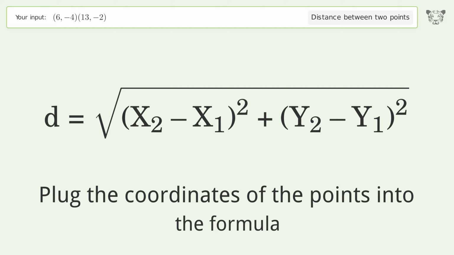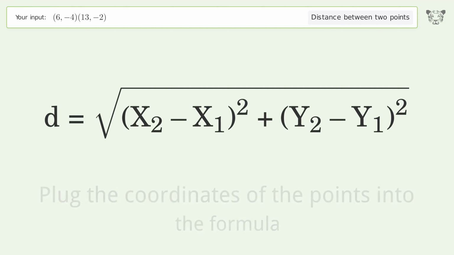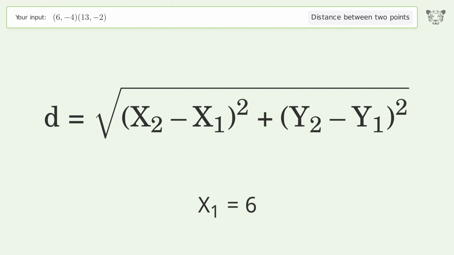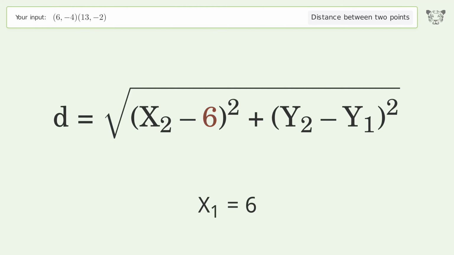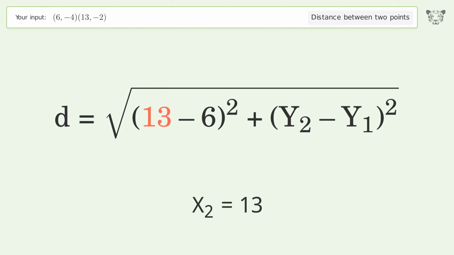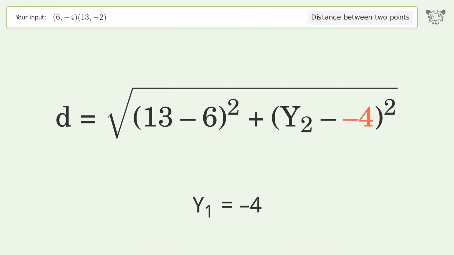Plug the coordinates of the points into the formula. x1 equals 6. x2 equals 13. y1 equals -4. y2 equals -2.